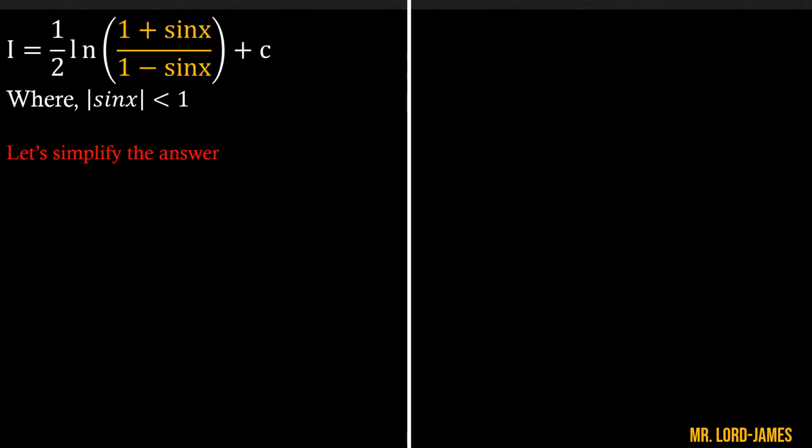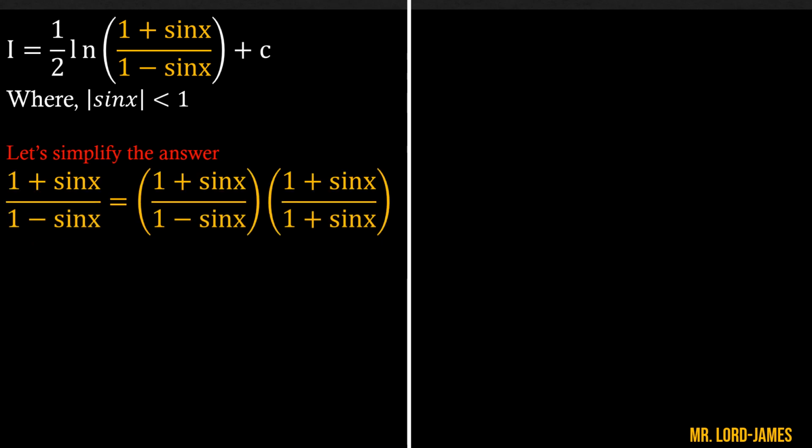So what if we see another way to simplify this result? If we consider just the function found inside the natural logarithm, that is 1 plus sine x divided by 1 minus sine x, we can simplify it by rationalizing, that is, multiplying the numerator and the denominator by the conjugate of the denominator as seen on the screen. So basically, the conjugate of 1 minus sine x is 1 plus sine x.